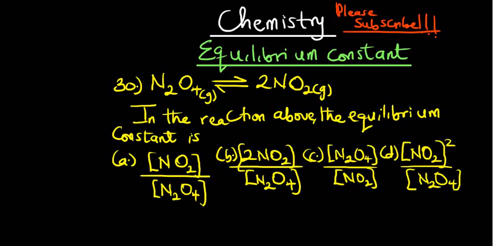Without wasting much of our time, let's dive into our main aspect. What we are doing now is finding equilibrium constant. We have N2O4 in gas phase, a forward and backward reaction. That's a reversible reaction, 2NO2, also in gas phase. In the reaction above, what is the equilibrium constant? When you have questions like this, let me explain in the next slide.